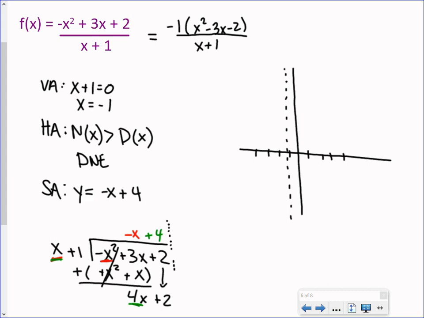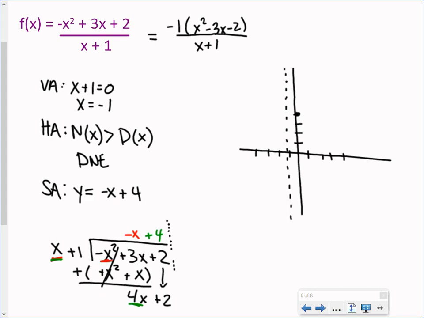To graph y equals negative x plus 4, that's an mx plus b form. I usually put my y-intercept first. So my y-intercept is 4. And remember, that's on the y-axis, so I should go up 4. And I'm going to put a little point there, but that point is not for my graph. That point is for my asymptote.